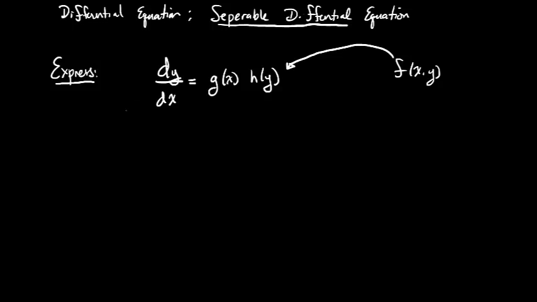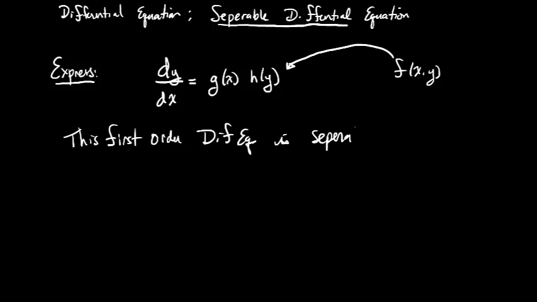So let's go ahead. We can say that this first order differential equation is separable. And before I write out the more formal definition, I'm just going to tell you what I think: if you can get the x's and the dx's on one side of the equation, and you get the y's and the dy's on the other, then this is separable.